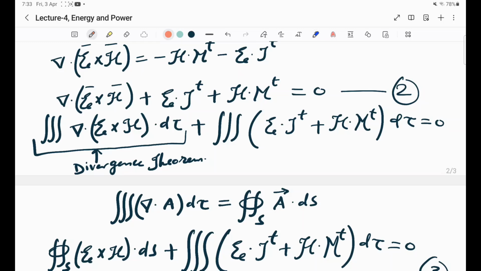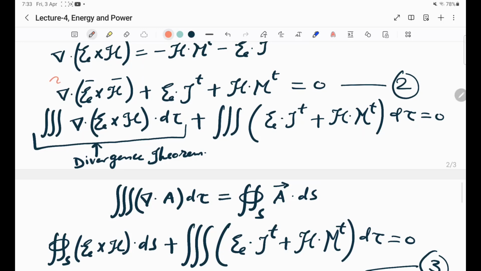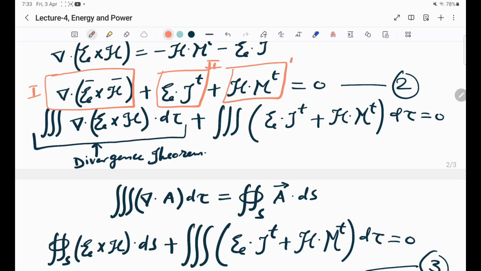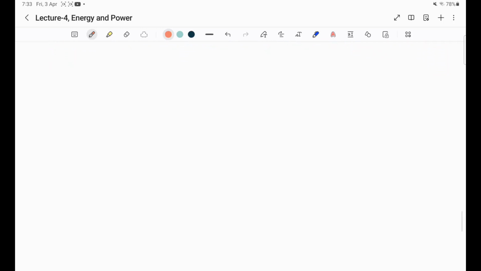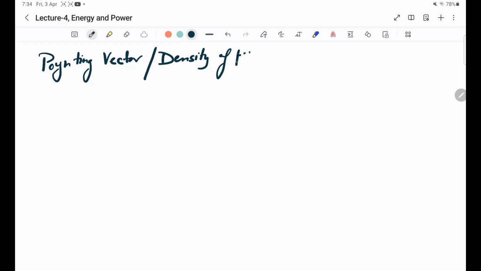So let's say I call this the first term and this the second term and this the third term of equation 2. Now this is the right time to define a few terms. So first we will define the Poynting vector, or density of power flux.